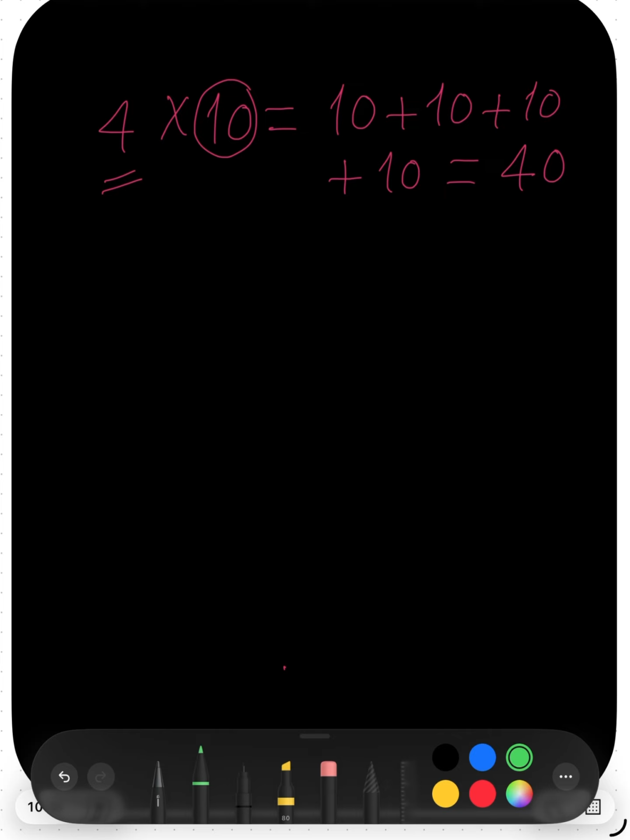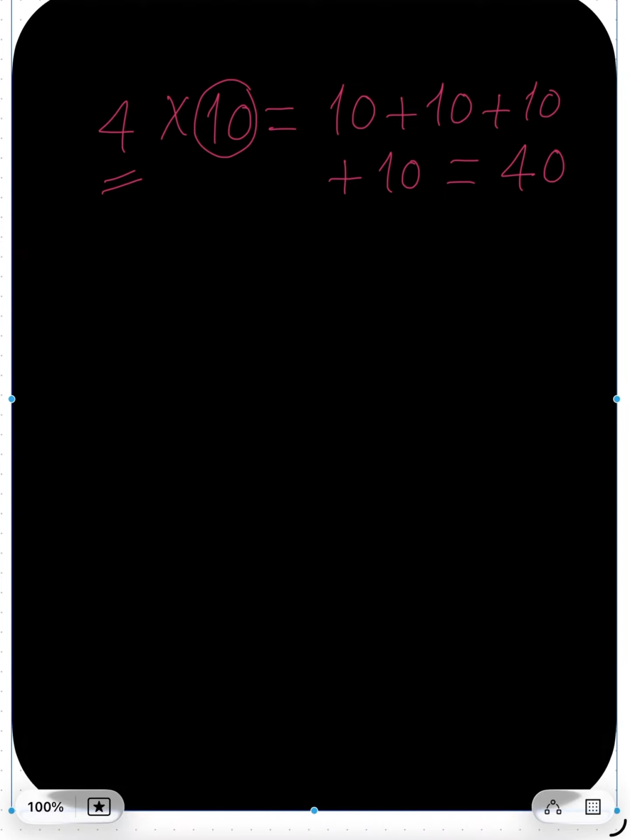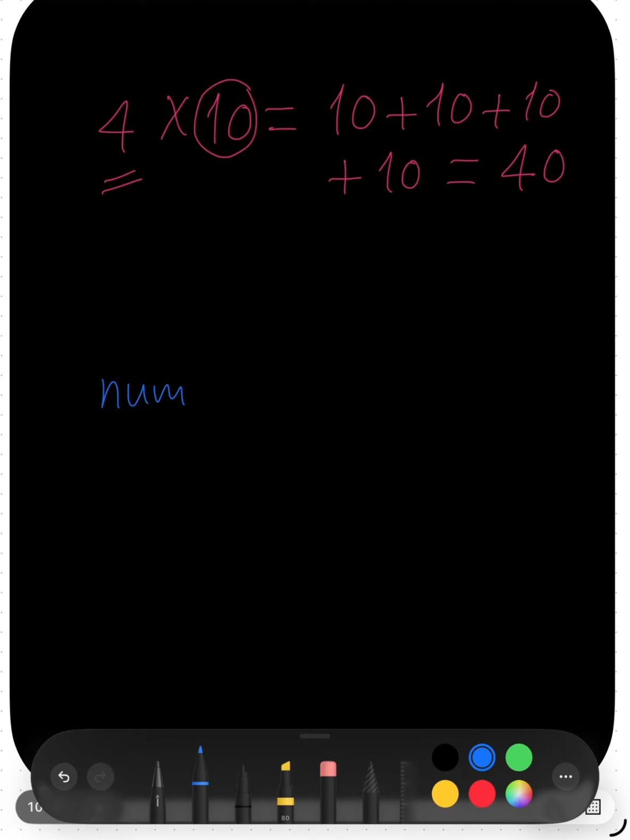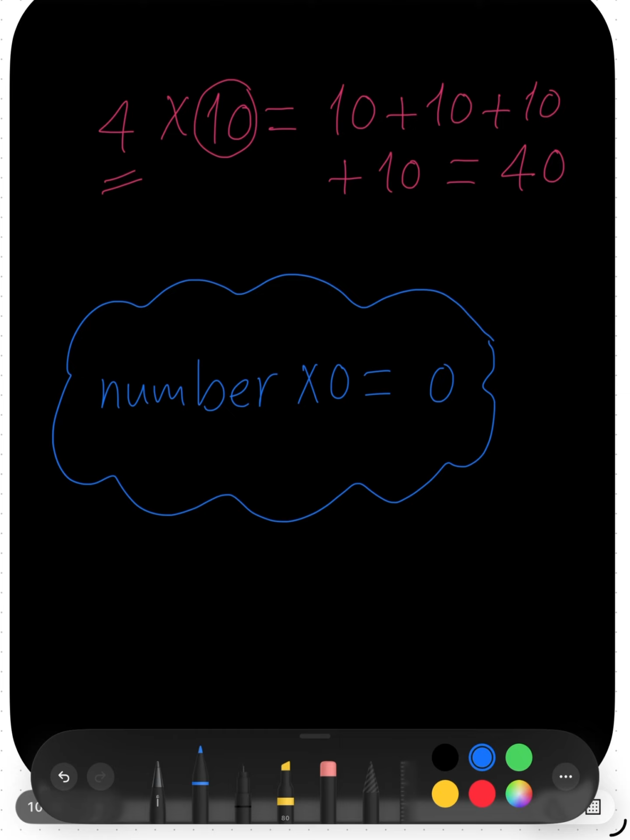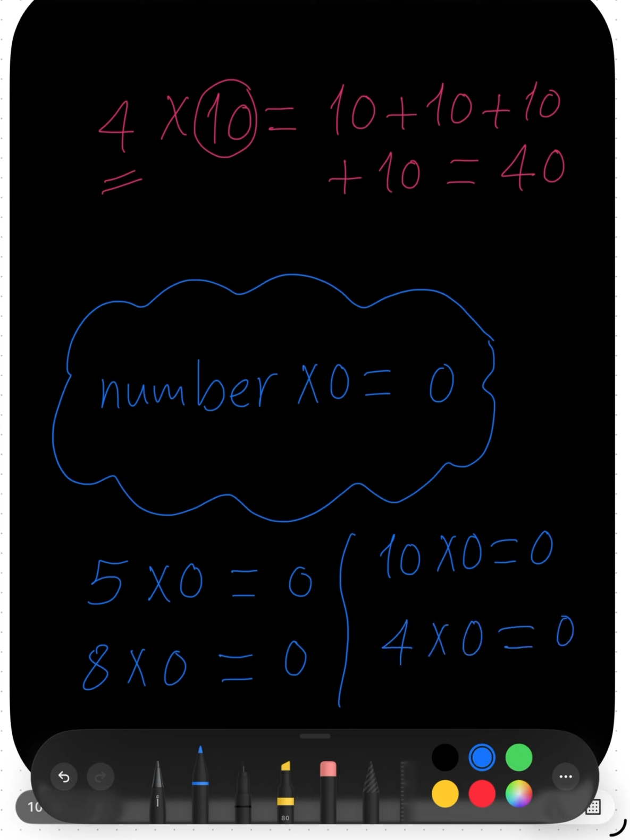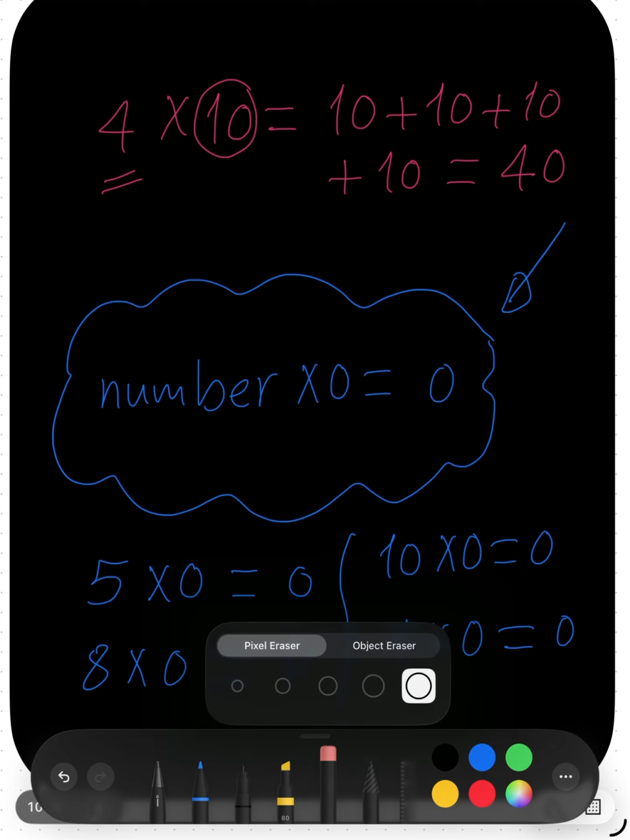Next, when we multiply any number times 0, the result will be 0. Any number times 0 equals 0. For example, 5 times 0 equals 0, 8 times 0 equals 0, 10 times 0 equals 0, 4 times 0 equals 0. Any number multiplied by 0 equals 0.